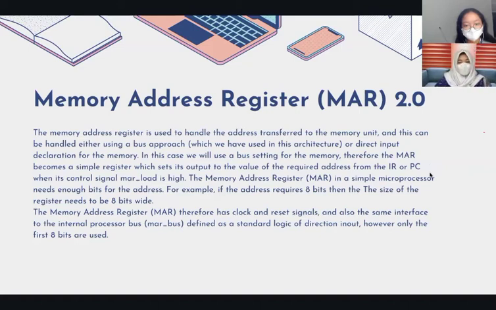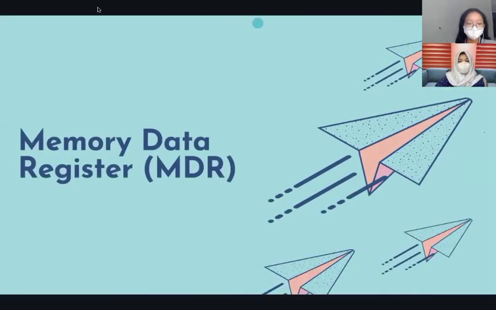The MAR in a simple microprocessor needs enough bits for the address. For example, if the address requires 8 bits, then the size of the register needs to be 8 bits wide. The memory address register therefore has clock and reset signals and also the same interface to the internal processor bus or MAR_bus, defined as a standard logic of direction in out. However, only the first 8 bytes are used. Next, please.